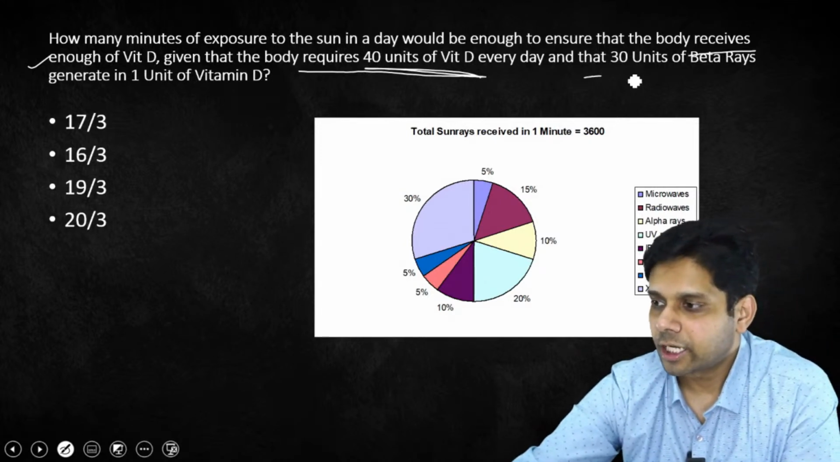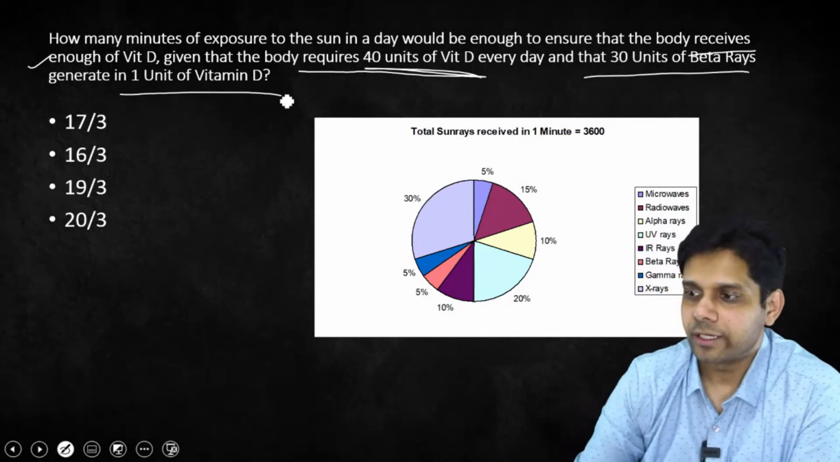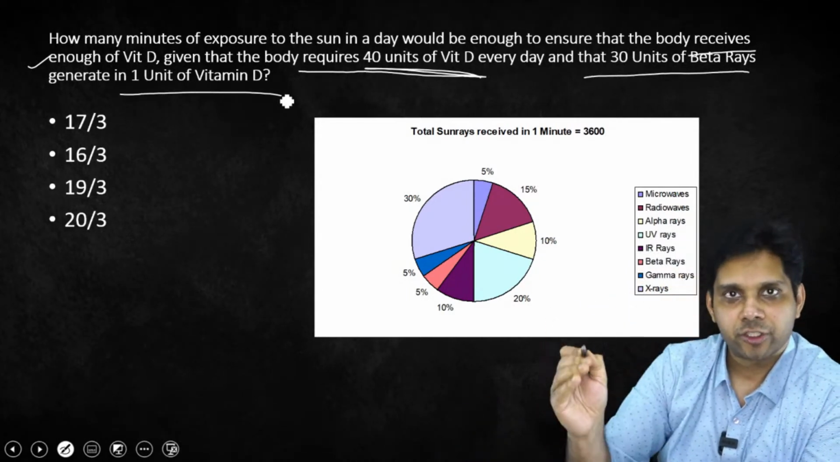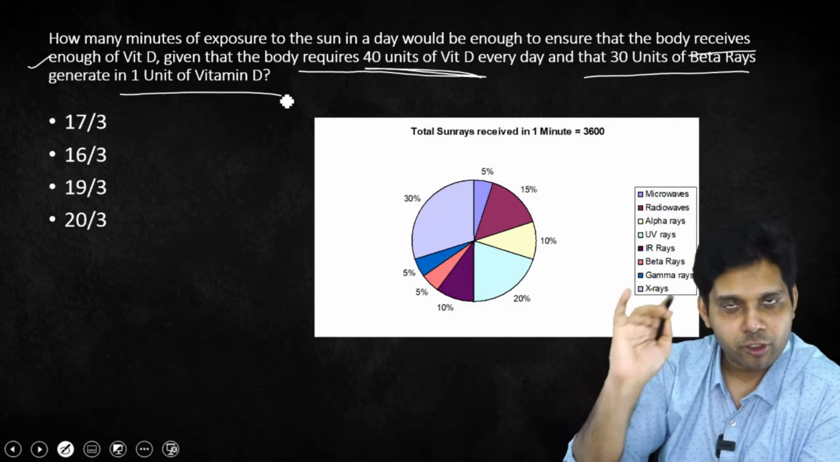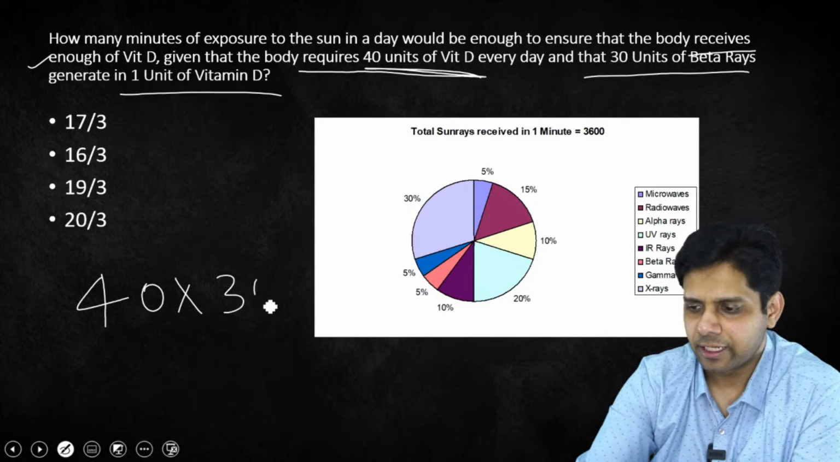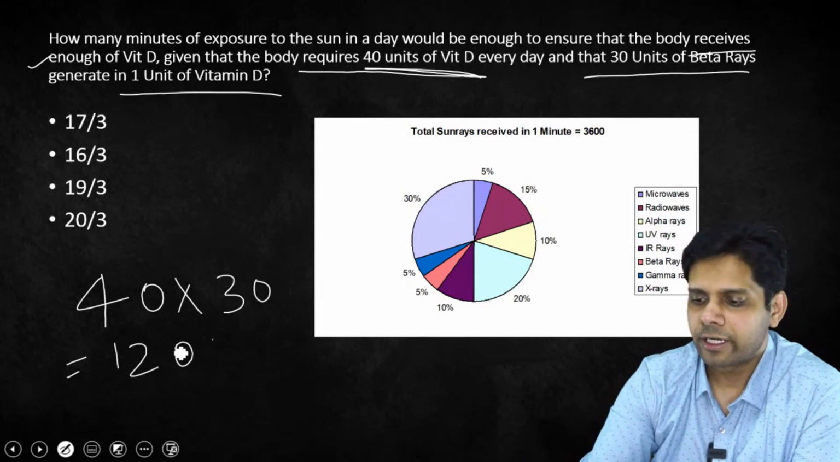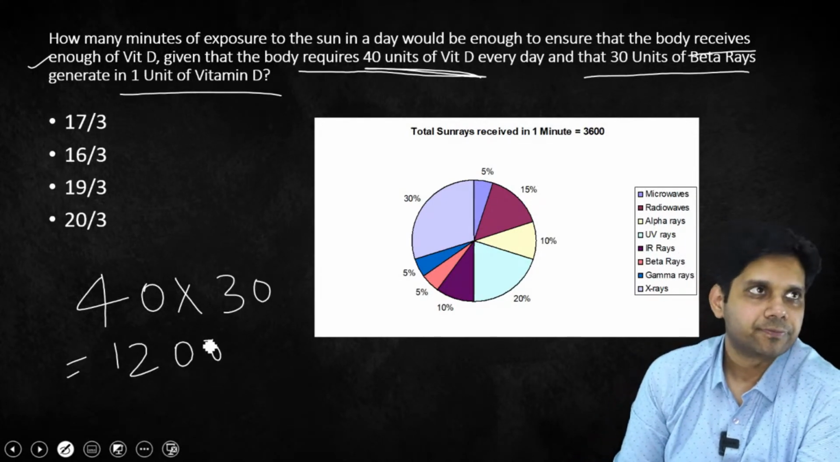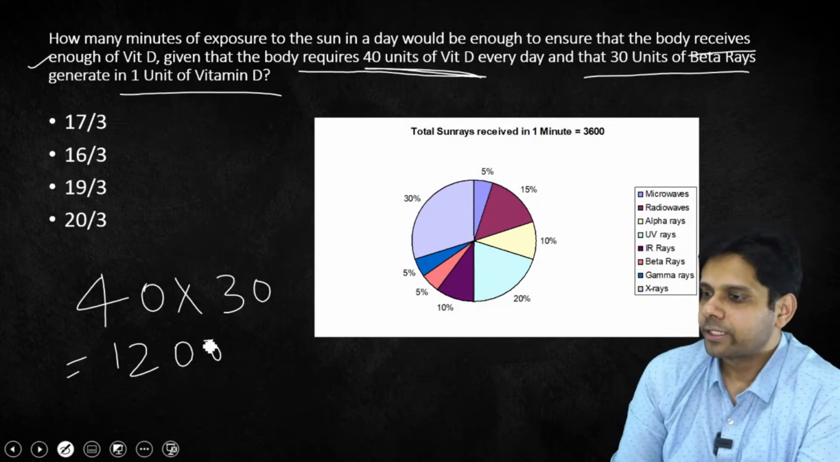And 30 units of beta rays gives you 1 unit. So that means how many units of beta rays do you require for the full thing? You need 40 multiplied by 30, which is very simple to find out without even touching pen and paper: 1200. Easy? Okay. Now let us look at the graph.